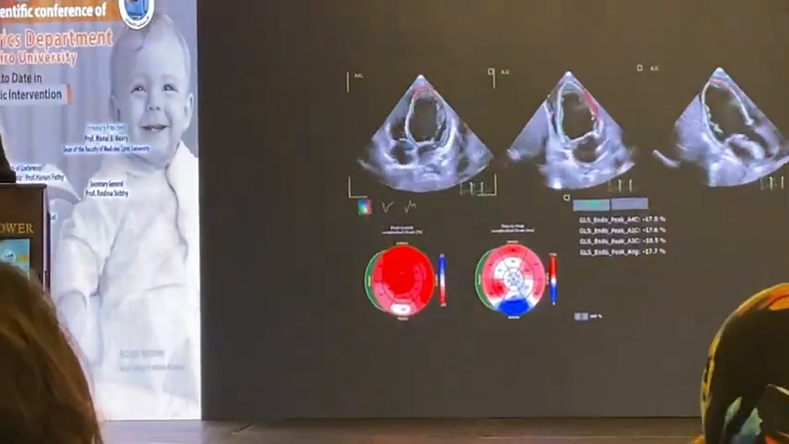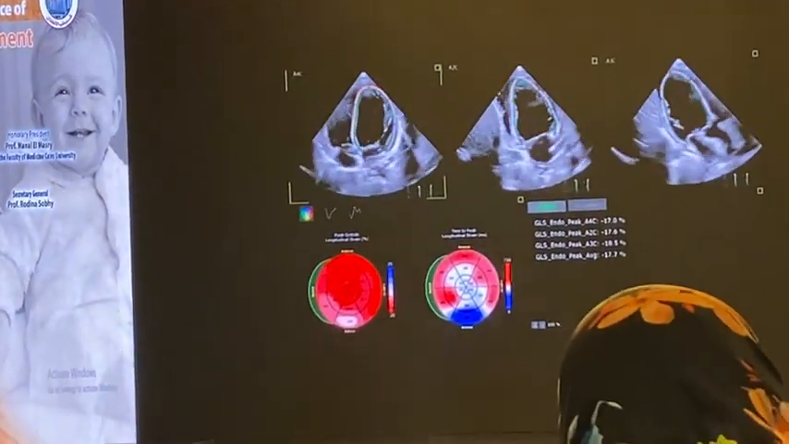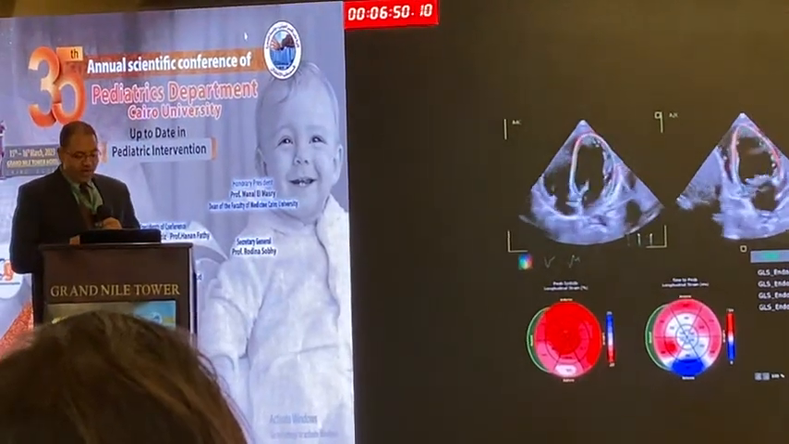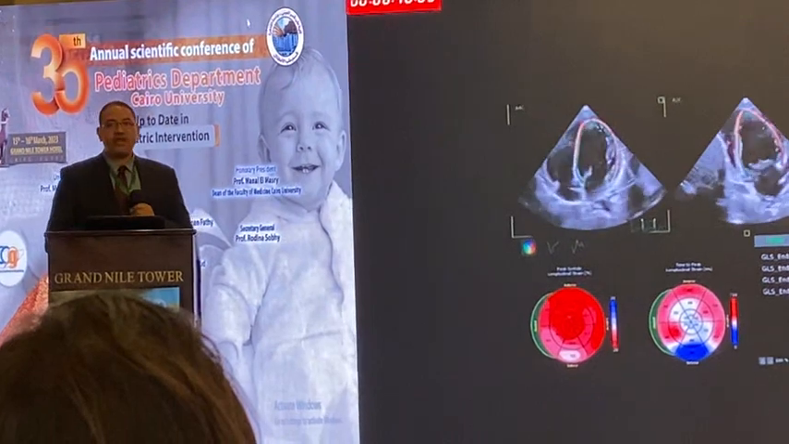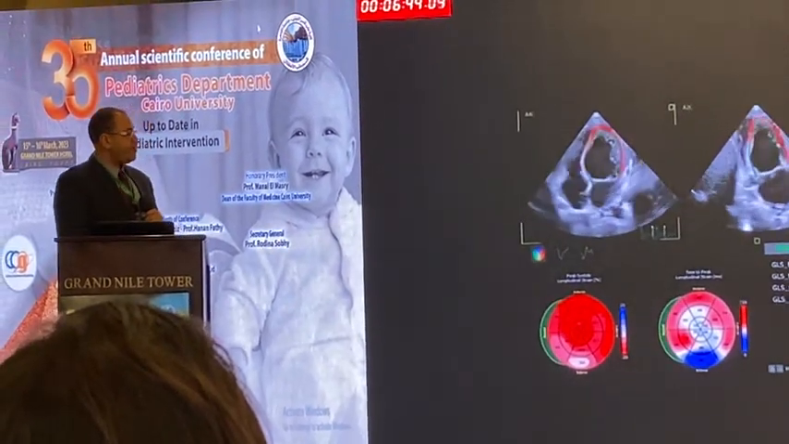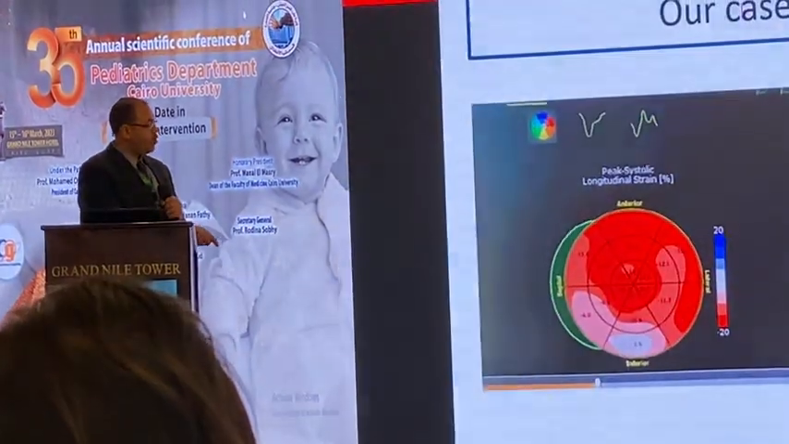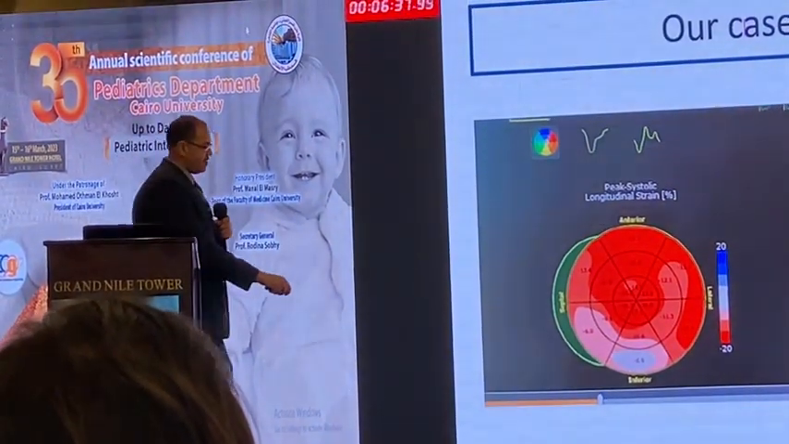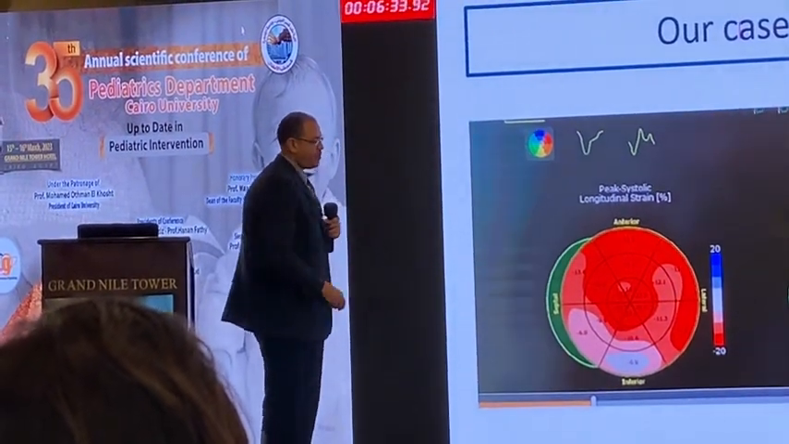Again, to confirm the diagnosis that this patient had cardiomyopathy due to the presence of the accessory pathway, we did speckle tracking, which is a more sophisticated mode of echocardiography. As we see here, it shows that the global longitudinal strain in this area is markedly affected due to the presence of the accessory pathway.